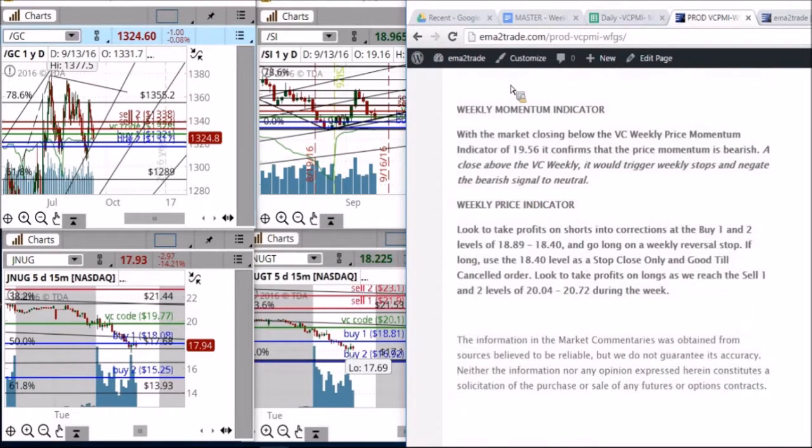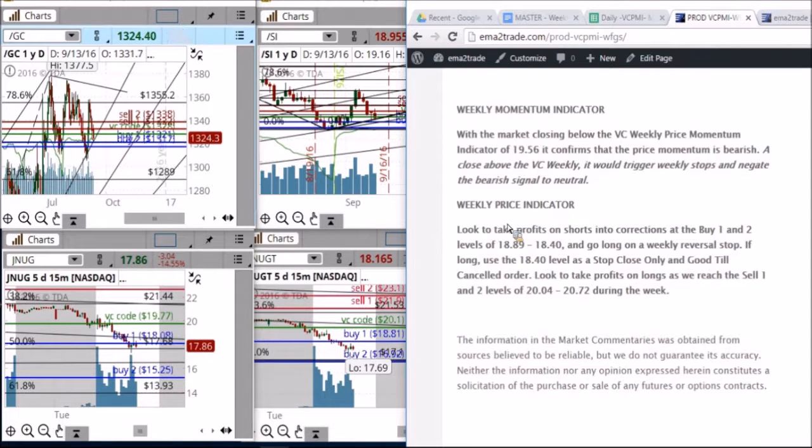The metrics that we use, the weekly momentum indicator, basically is the mean or the average price for the week, or it's another pivot point. And with the market closing below 19.56, it confirms as well that coming into this week, we're slightly bearish. But it also tells you that a close above this number of 19.56 would negate this bearishness.